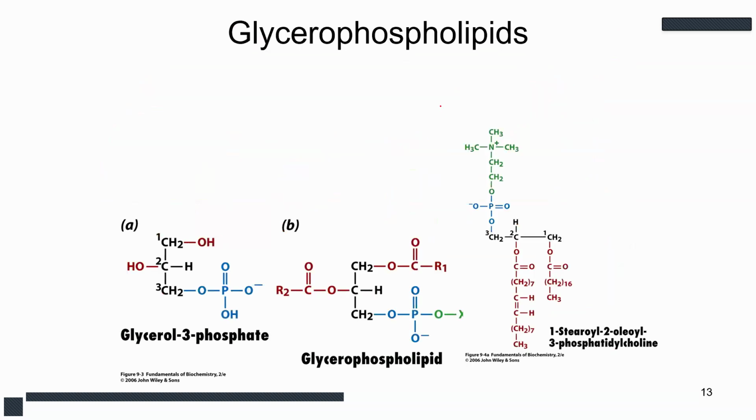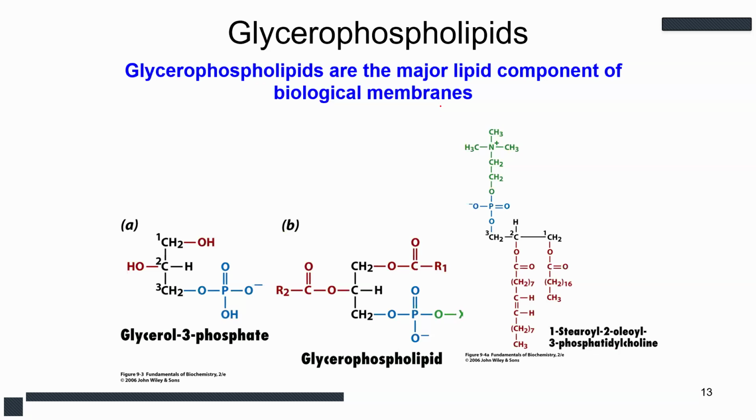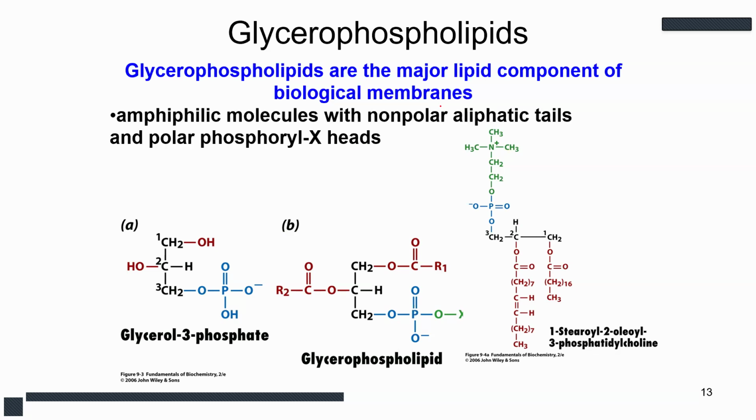Now, glycerophospholipids. To kind of focus in on those, they are the major lipid component of biological membranes. They're amphiphilic molecules with nonpolar aliphatic tails and polar phosphoryl head groups. This word right here, amphiphilic, is simply used to define a molecule that has a polar region and a nonpolar region. Glycerophospholipid is a great example of that. It's got a polar head group and nonpolar aliphatic tails.